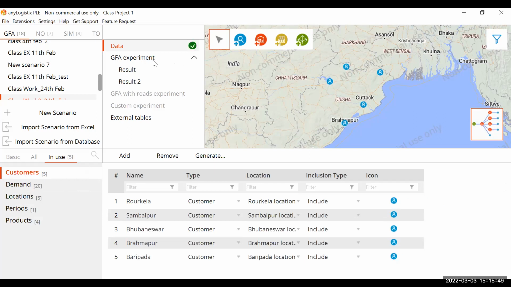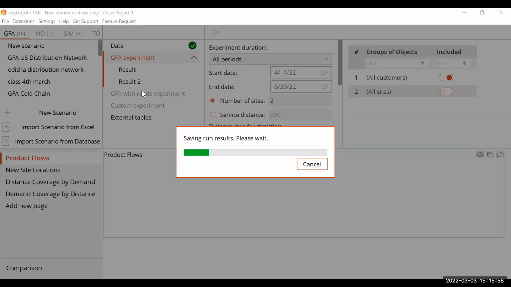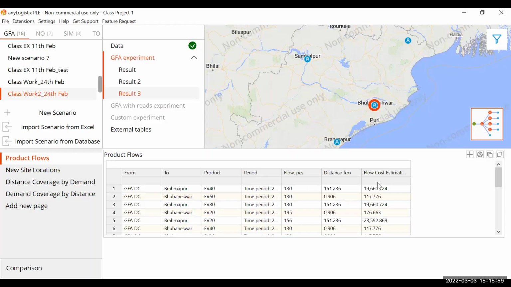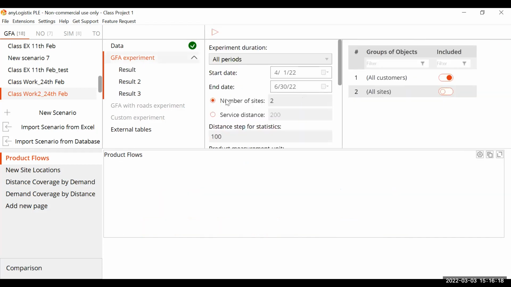Okay. So what will I do? I'll click on the data. The GFA scenario, they have already run it, but let me run it again. So total flow distance will be how much? There are 4 distribution centers. So let me just run with one only.